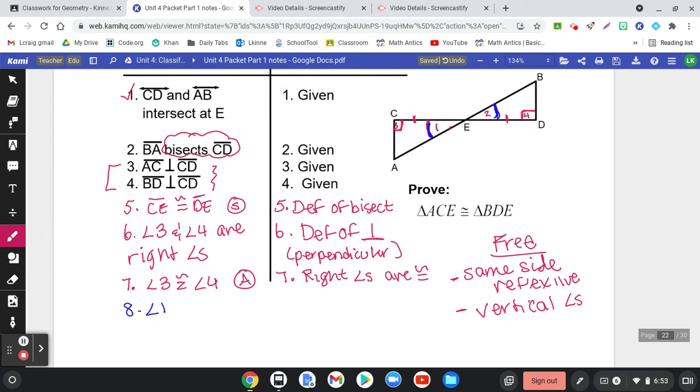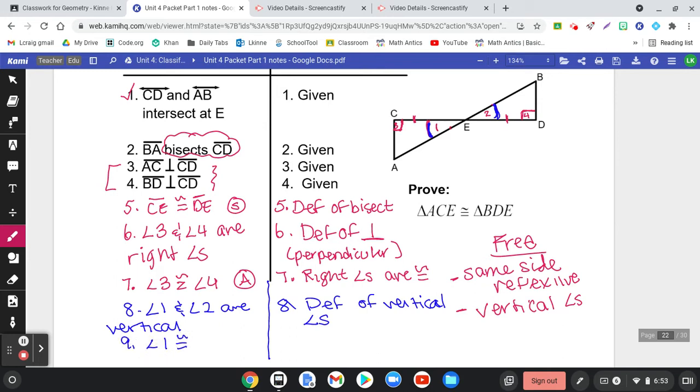So angle 1 and angle 2 are vertical. And that's just definition of vertical angles. It's an A. And so angle 1 is congruent to angle 2. You could even say definition of vertical angles or vertical angles are congruent.